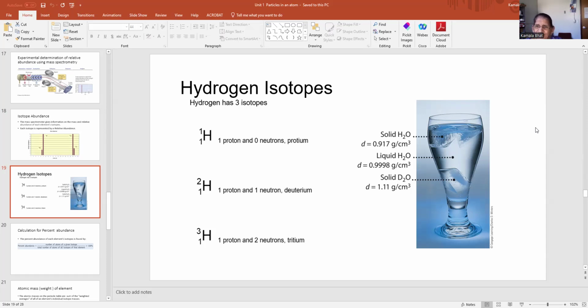And you can also see how, if you take a glass of water with different forms of hydrogen, hydrogen combining with oxygen gives you water, H2O. Deuterium combining with oxygen gives you a liquid that is 1.11 grams per centimeter cube. So that water by itself at 4 degrees Celsius is 0.9998 grams per centimeter cube.